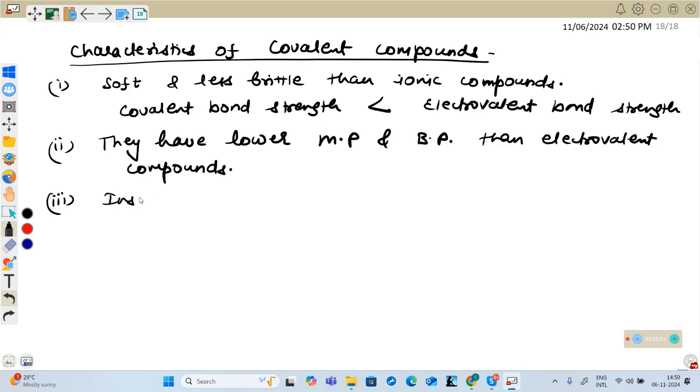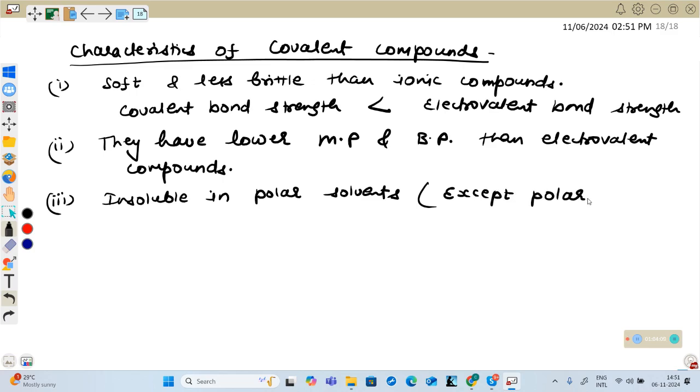Insoluble in polar solvents, except polar covalent compounds. In bracket you write except polar covalent compounds. Example, you know? H2O is polar covalent. Ammonia is polar covalent.